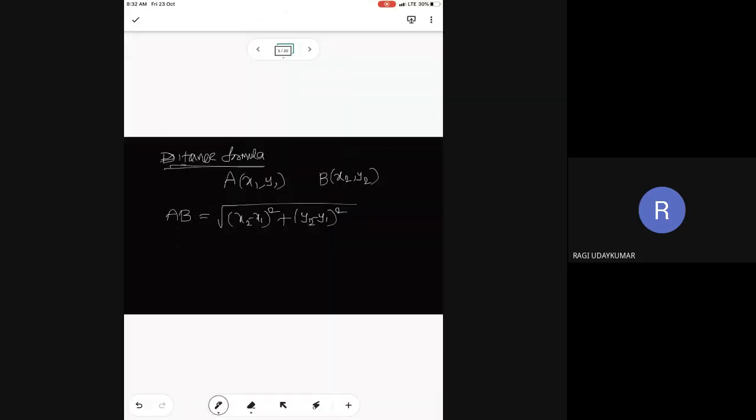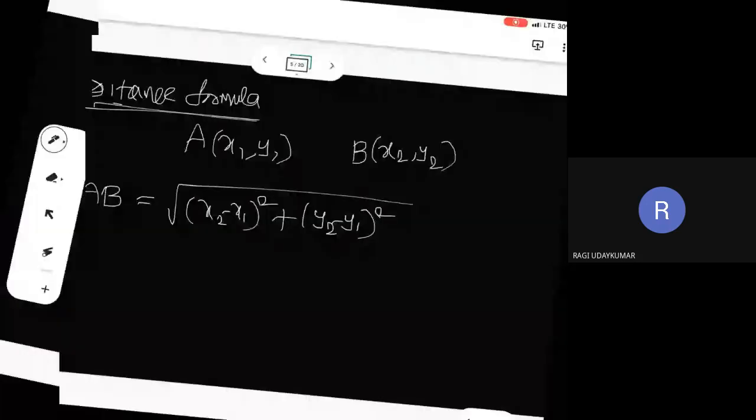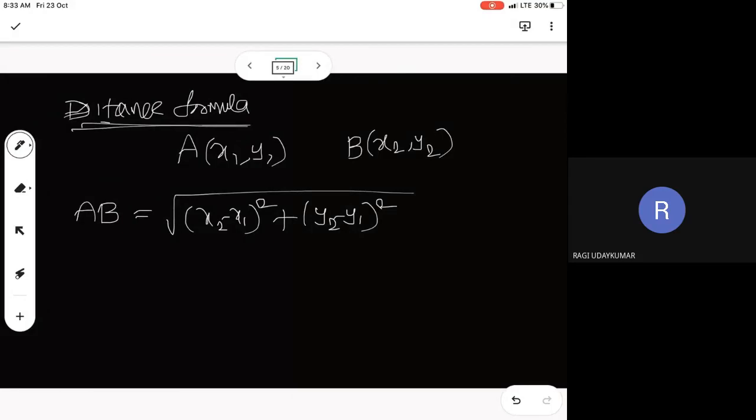So based on this, we are going to have exercise 7.1. It is a very simple exercise, not very difficult. Is it audible to you? Yes, sir. Here 3 points will be given. You need to check whether the 3 points are vertices of a triangle or not, which type of triangle you will get, and the lengths of the sides you need to find.